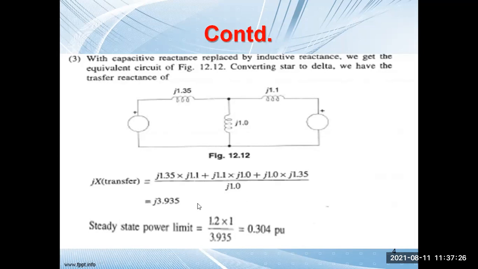So the steady state power limit will be EV by X. So E is 1.2 per unit and V is 1 per unit. The reactance which is calculated is 3.935. So the steady state power will be 0.304.